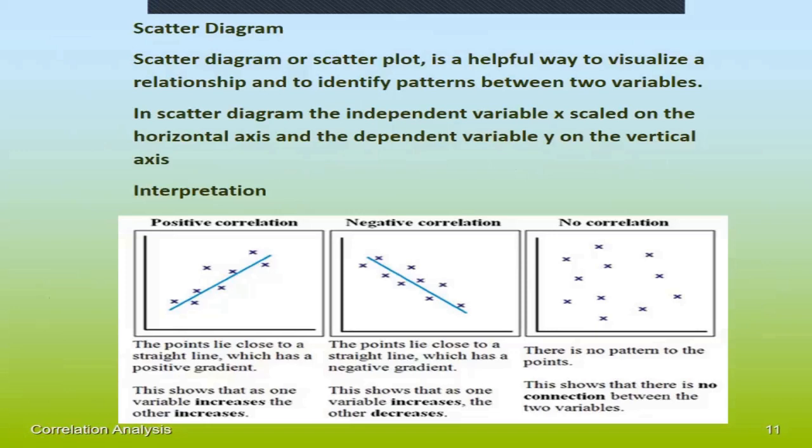Now, in correlation, there is another method. We can understand the correlation between the two variables visually from the graph. Visually, you know everything. When you say visually, it becomes easier. It becomes easy to understand.